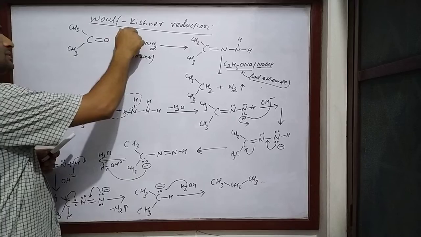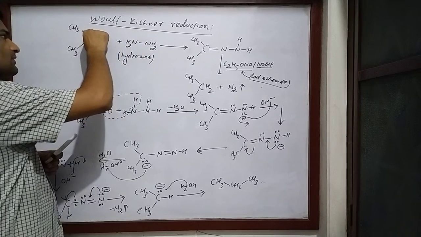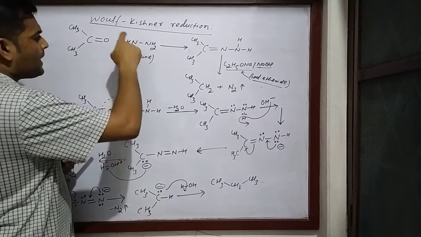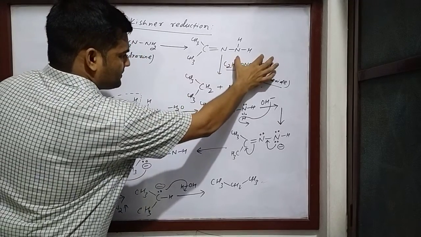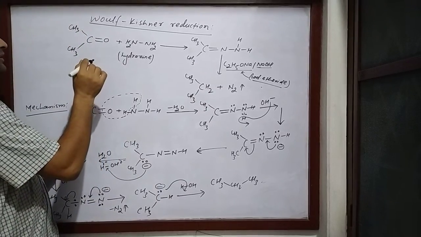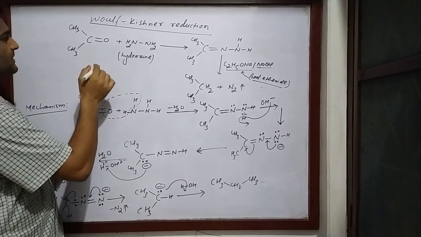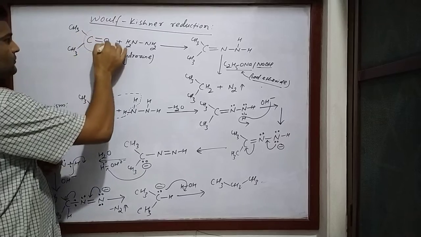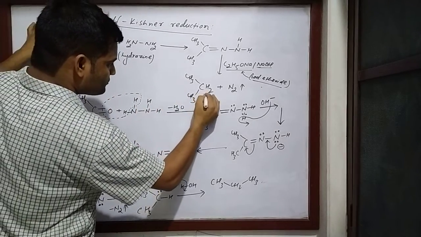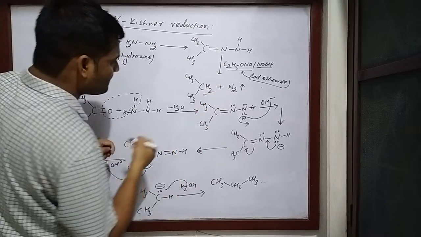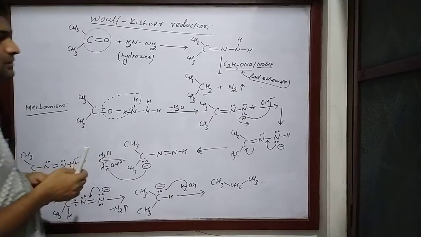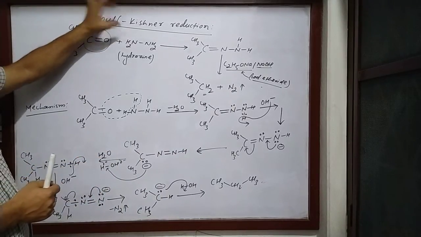So what is the Wolff-Kishner reduction? When a carbonyl compound, aldehyde or ketone, reacts with hydrazine in the presence of a strong base, it gives a hydrocarbon, and it is similar to the Clemmensen reduction. Here the CO group of CH3COCH3 changes into CH2, that means it gives a hydrocarbon, and N2 gas is obtained as the major byproduct. This is the Wolff-Kishner reduction.